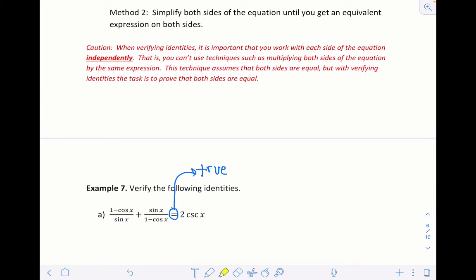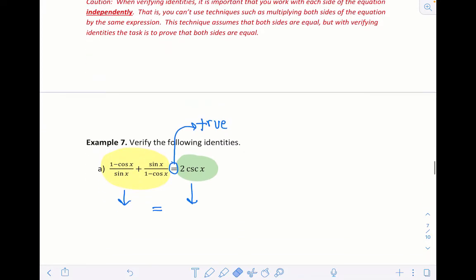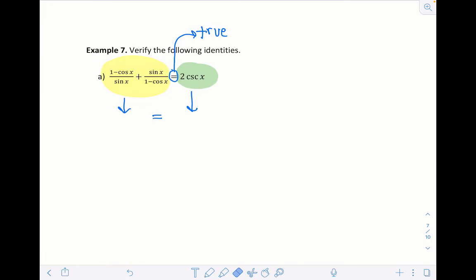So for example, for this problem I have down here, it would be something like starting with just the left side and only working with this until you can show that it can be rewritten as 2 cosecant of x. Method two is basically that you could work with each side independently and simplify each side, and then eventually show that what you end up with on the left is what you have on the right. Typically, I just use method one. And that's what I'm going to do for example 7.